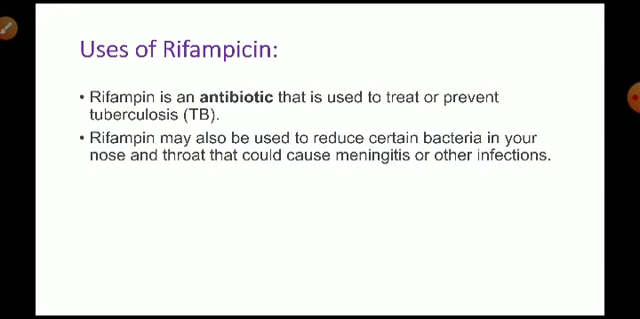Then uses of rifampicin. Rifampicin is an antibiotic which is used in the treatment of tuberculosis, or this drug also prevents tuberculosis. Then second use, rifampicin reduces bacteria in nose and throat which may cause meningitis or other infections. This is all about rifampicin.